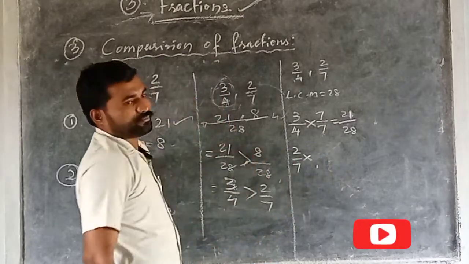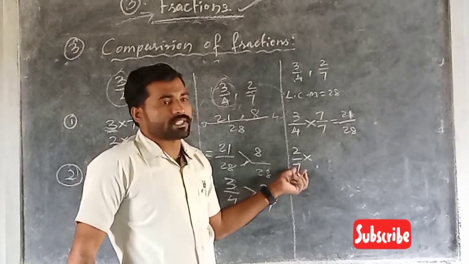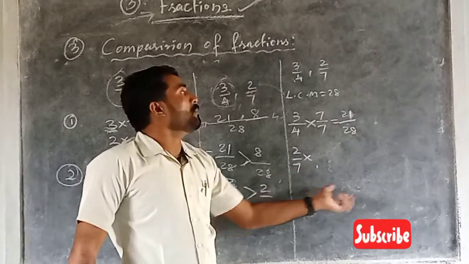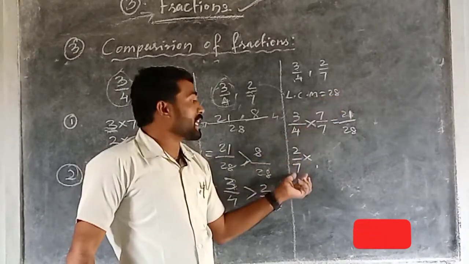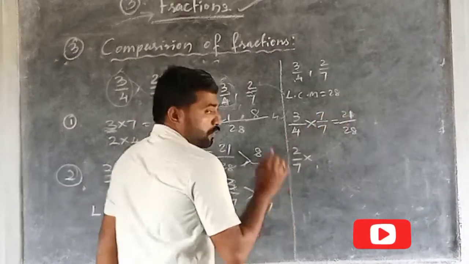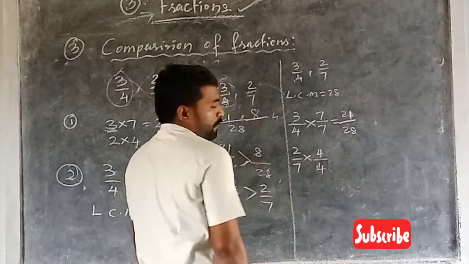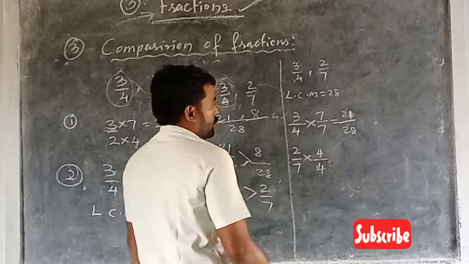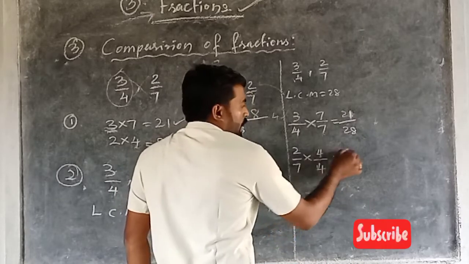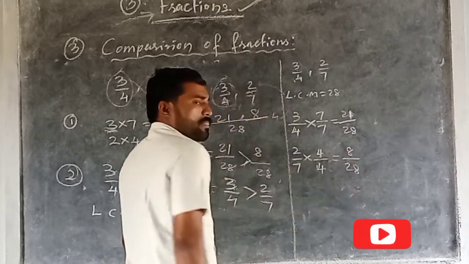Again multiply by 4 by 4. Look at the denominator. What is our denominator? 7. How much is our LCM? 28. So you can multiply by 4 by 4. 2 4s are 8, and 7 4s are 28.